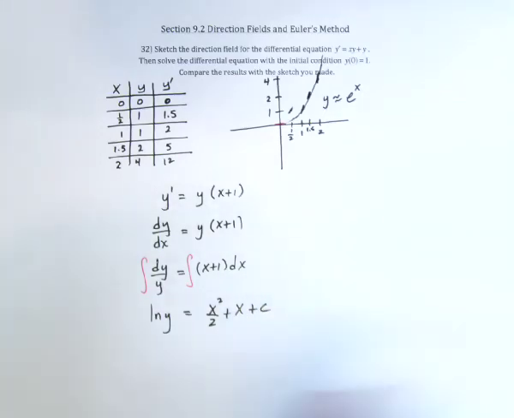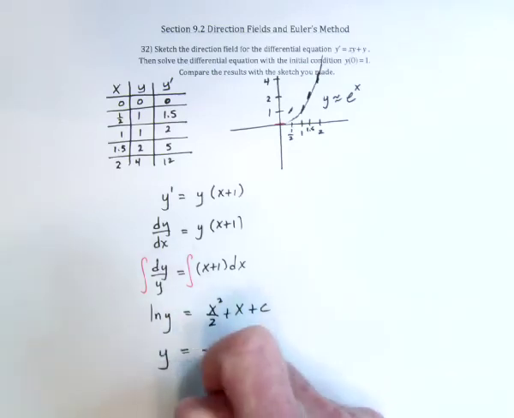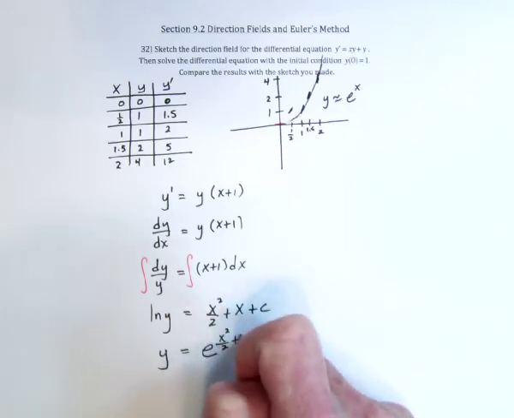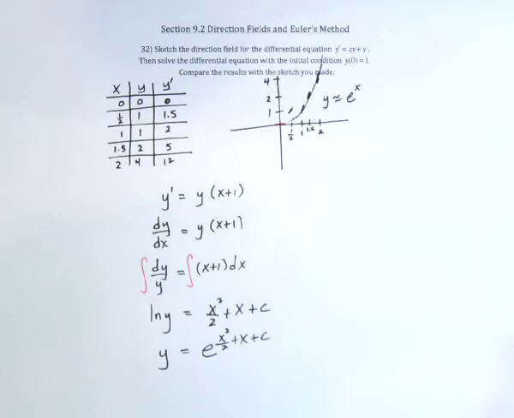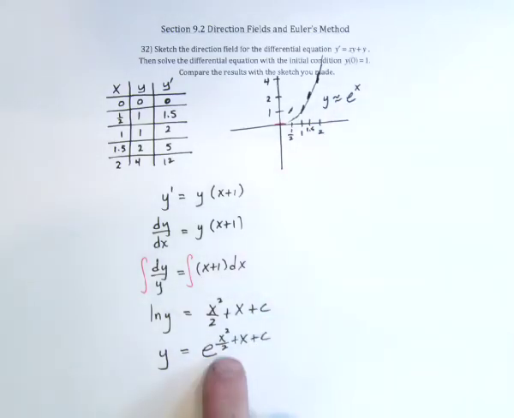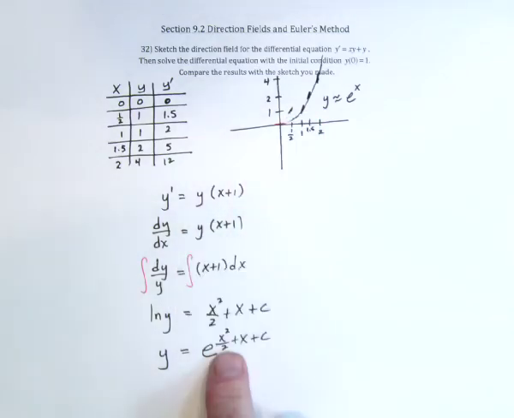The last thing to do is get rid of natural logs, so exponentiate both sides, and it will say y is equal to e. Sure enough, it's an e function. So the guess of the e function was right. Based on this picture, how are you ever going to guess that it's actually e to the x squared over 2 plus x plus c? No, that's why we still need math. We still need to find out c though.